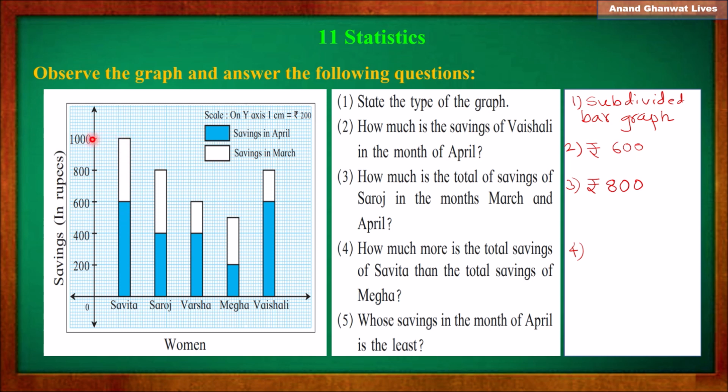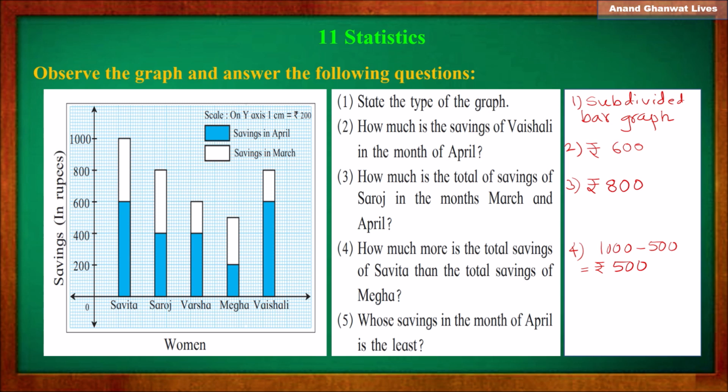So how much more is the total saving of Savita? 1000 is the saving of Savita and 500 is the saving of Megha. So rupees 500 more. The saving of Savita is rupees 500 more than the saving of Megha.